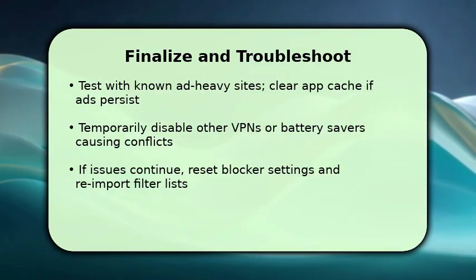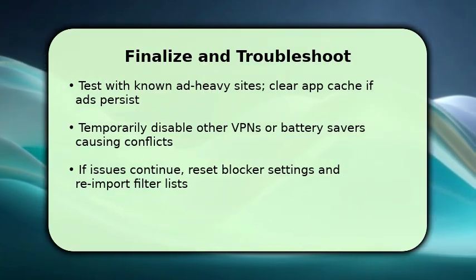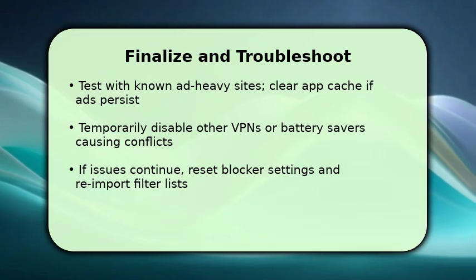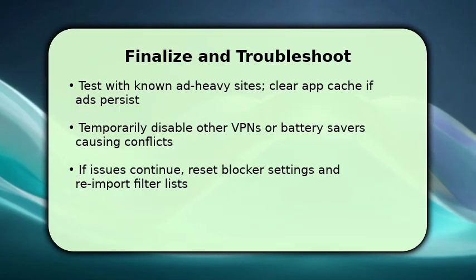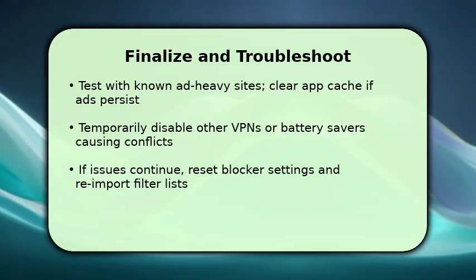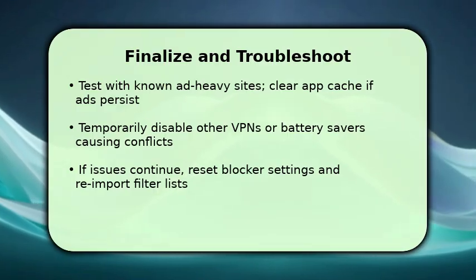If blocking still fails, reset the ad blocker to defaults and re-import up-to-date filter lists, because corrupted rules or outdated lists are a common cause. One quick troubleshooting tip: toggle the blocker's VPN off and on to refresh filtering.